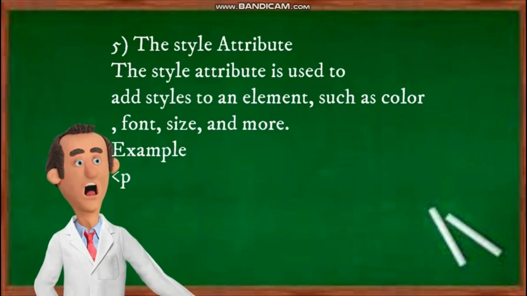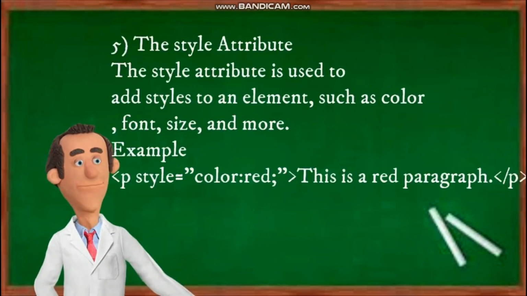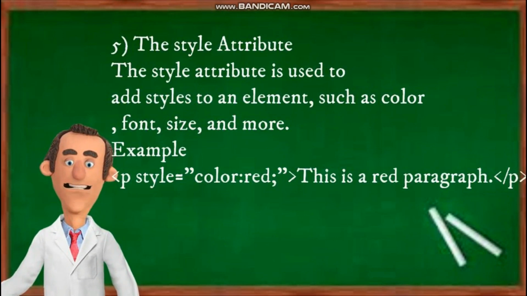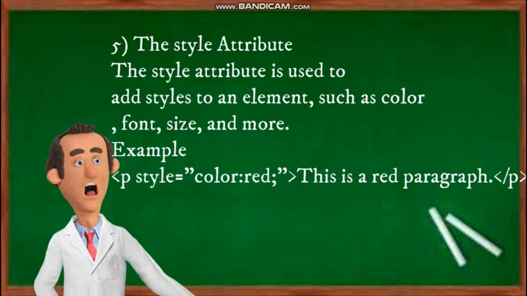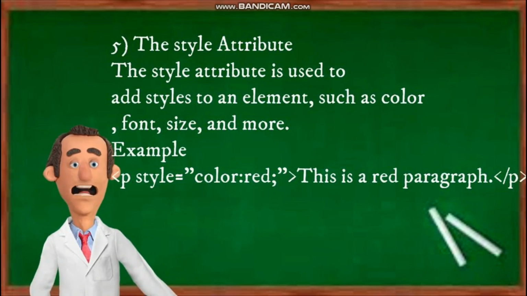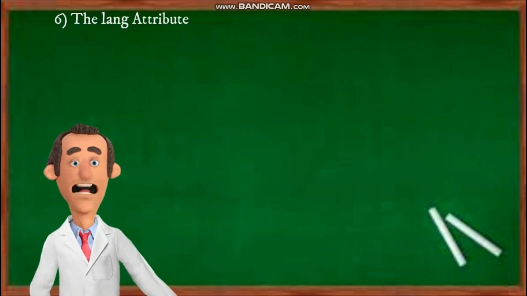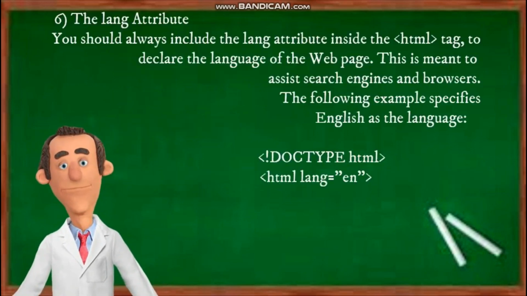Now the fifth attribute is the style attribute. The style attribute is used to add styles to an element, such as color, font, size, and more. Example: p style="color:red">This is a red paragraph.</p>.